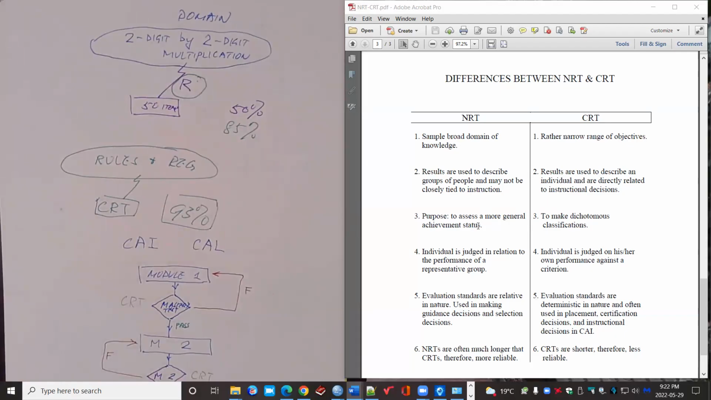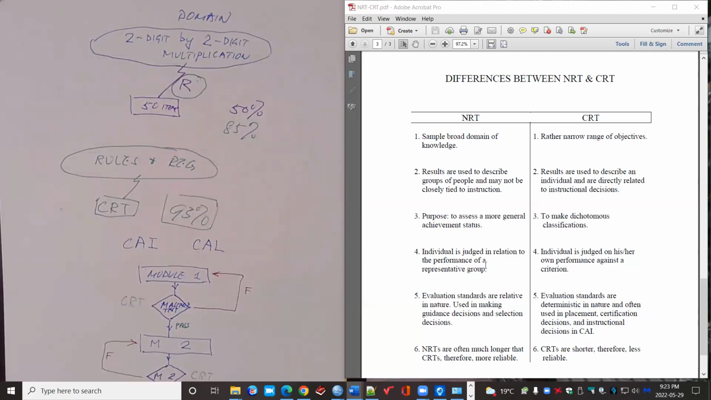Right? It's very much like IQ. Okay? Here, CRT is to make dichotomous classifications. What is dichotomous? Yes or no? Two choices, right? Pass or fail. Admit and do not admit. Okay? Just to make dichotomous classification. Scholarships, no scholarship. Okay? That type of thing, right? So CRT is basically used to do that, right?